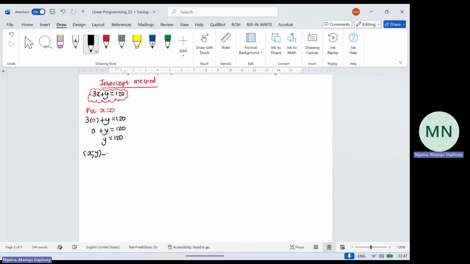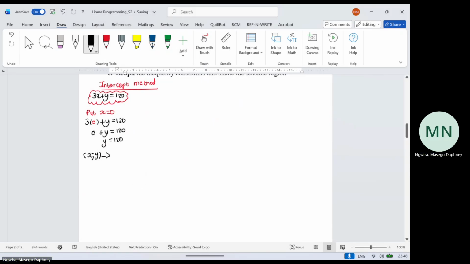It's x, then y. So when I was solving, I said that my x is 0, and then the answer I got for y is 120. So when I input x equals 0 into this function, my y will always be 120. Input, output, if you remember, when coming to functions.